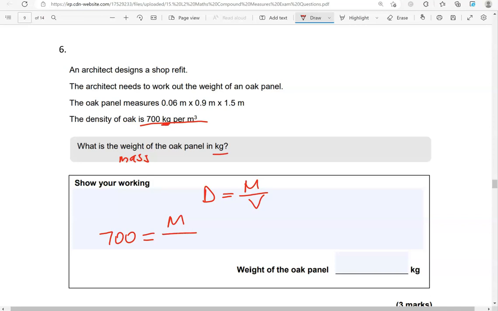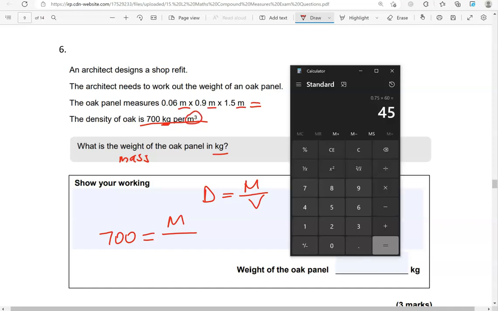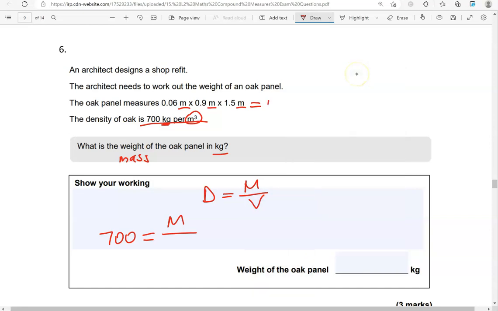And the volume, we don't know, but we can work it out because we've got the dimensions. And they're all in meters as we need them. So all we need to do there is 0.06 times 0.9 times 1.5, which is 0.081.